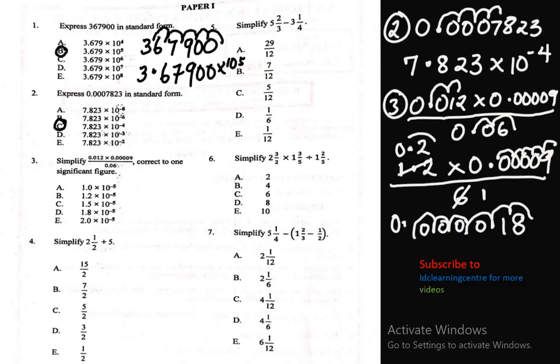But if you look at the instruction, it says correct your answer to what? To one significant figure. And the first significant figure or the first non-zero digit is 1, isn't it? So how many places do you need to count to get to 1? That's like 1, 2, 3, 4, and 5. That's like 1.8. Since I counted 5 places to the right, it will be 10 raised to the power minus 5, because I said for decimal is negative, for whole number is positive. Among the options, D will be the right answer.